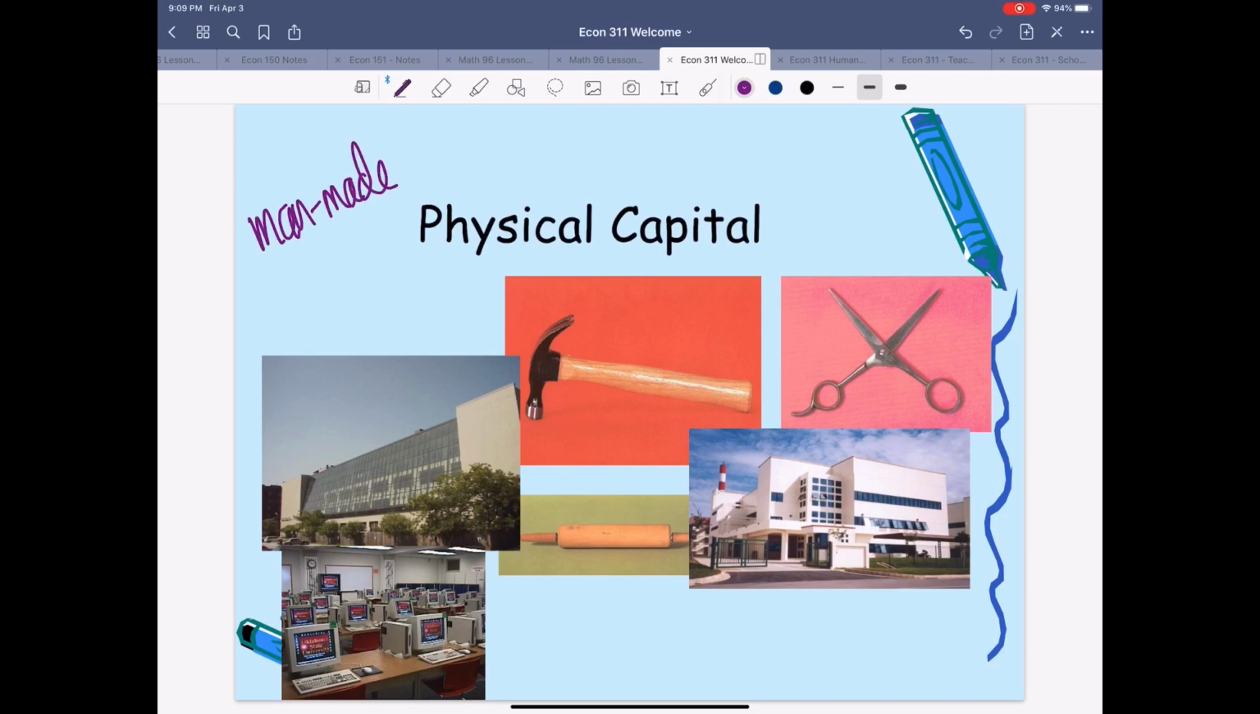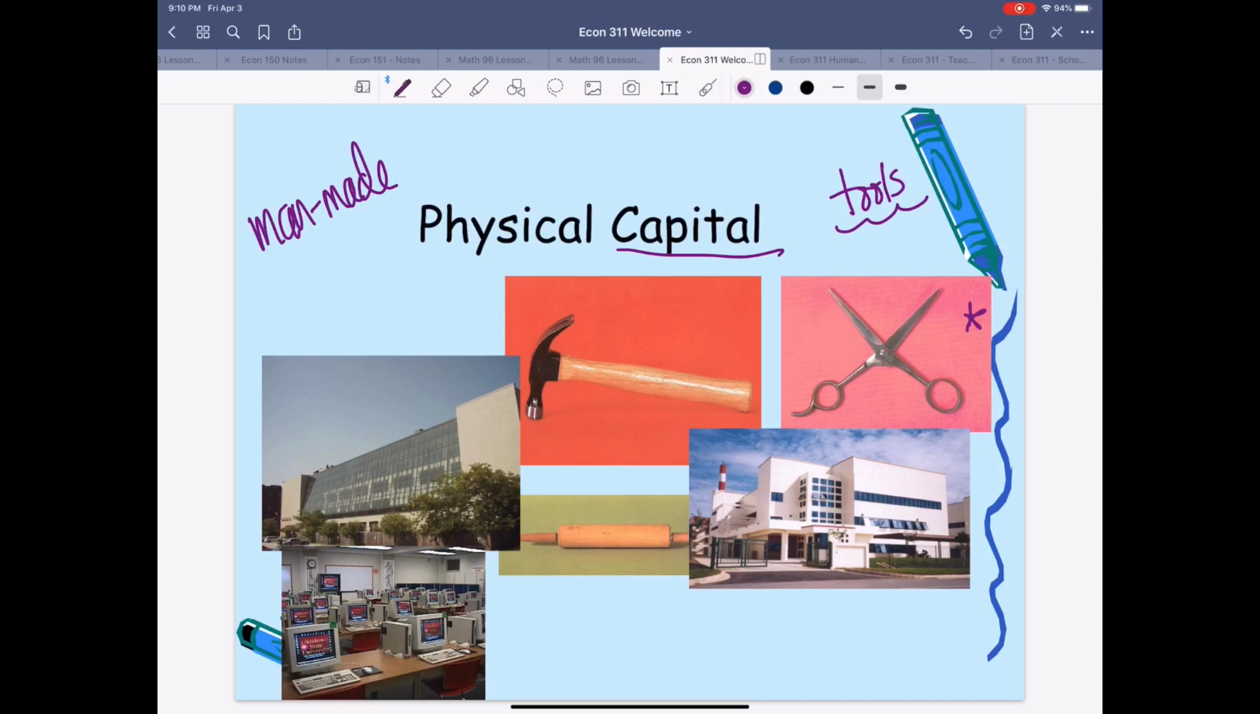Physical capital is not the same as human capital. It is man-made, and another way of thinking of physical capital is tools. They are man-made tools that are used to produce goods and services. So if you look at the images here, a pair of barber scissors is a tool that's created to provide the service of haircuts. So it's a capital good. It's used to produce something else, but it is itself a produced good.